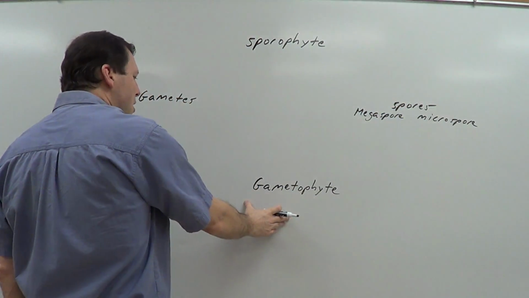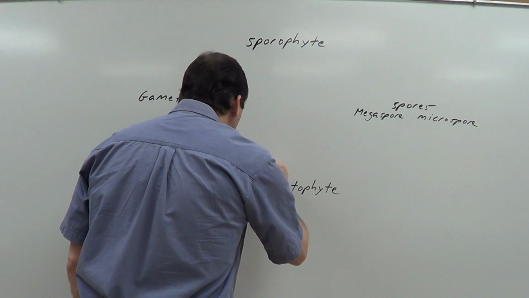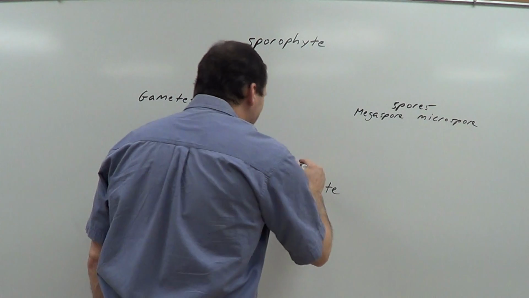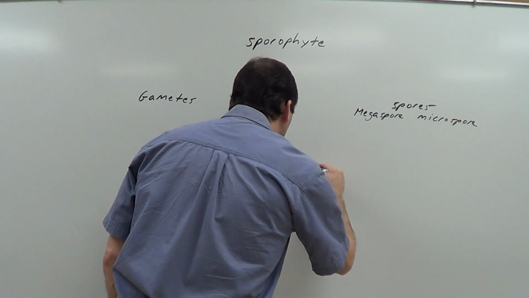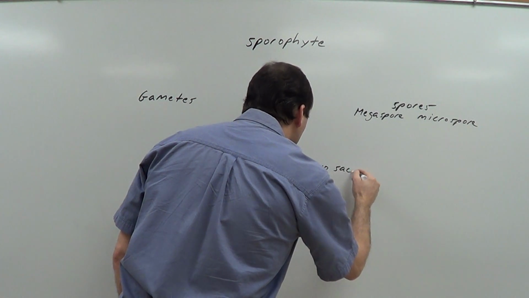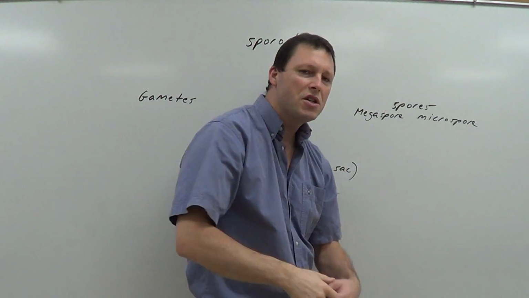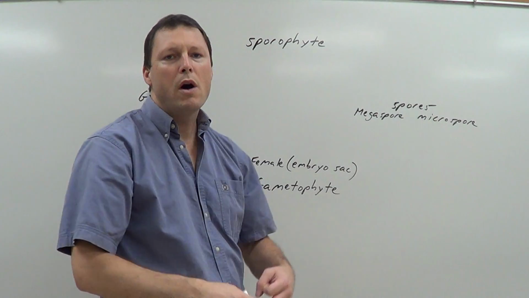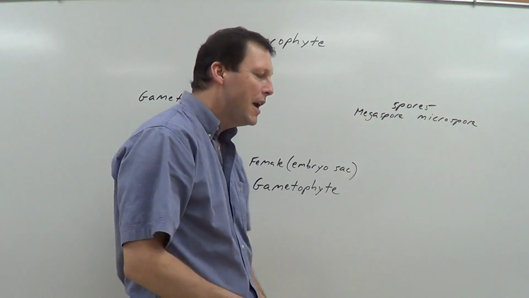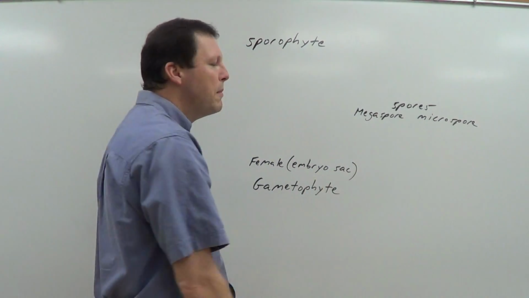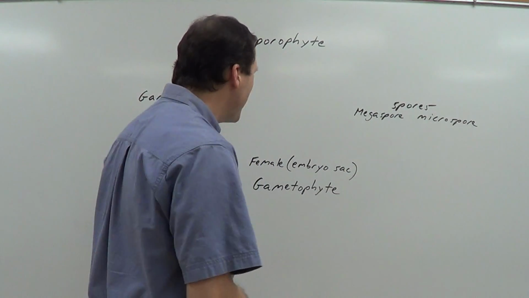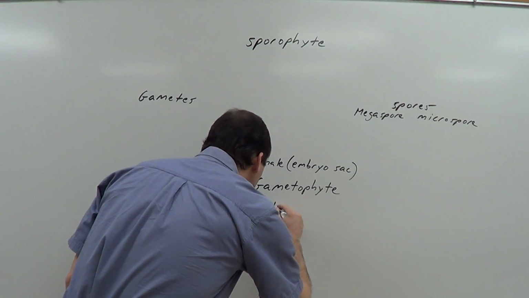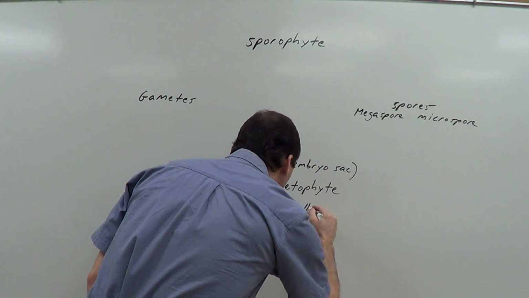Two types of gametophytes. We're going to have a female gametophyte, also known as the embryo sac. Now the embryo sac consists of a couple different types of cells. So I have another video out called the carpel video, and that is going to talk a whole lot more about the embryo sac, so make sure you watch that. Now the male gametophyte is still going to be the pollen grain.